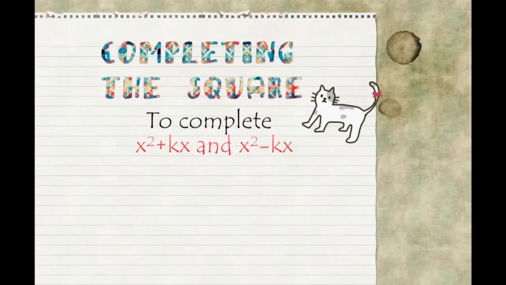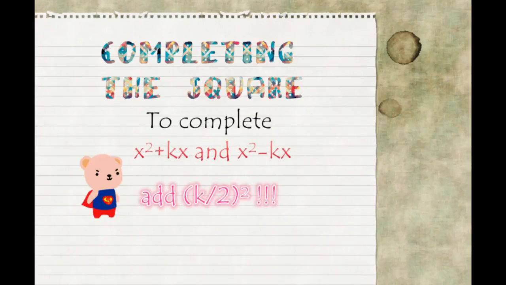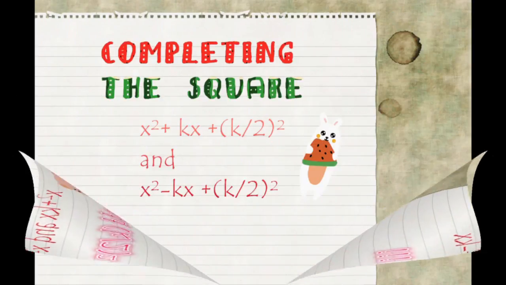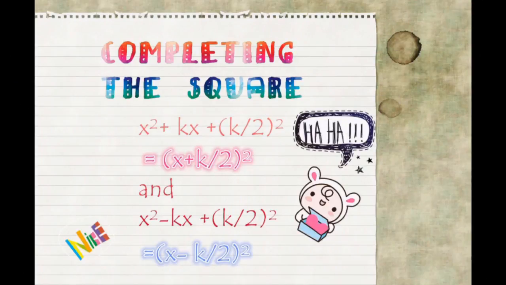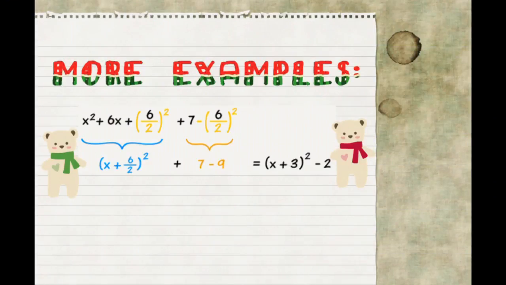So here's the conclusion. In order to complete x squared plus or minus kx, simply add the square of k over 2, put it in the equation format, and take away the additional part by subtraction. So here are two fundamental formula conversions to consolidate what you learned. And here are some examples for your reference.